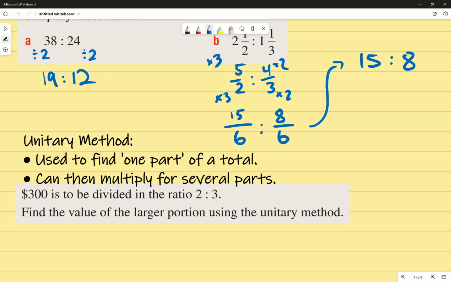So in this example, $300 is to be divided in a ratio of 2 to 3. Find the value of the larger portion using the unitary method. Of course, what's the larger portion? 3. Good. How many portions are there in total? 5. Yeah, there's 5. So the larger portion is 3, but we're separating into 5s. Does that make sense? So imagine we're separating into 5s.